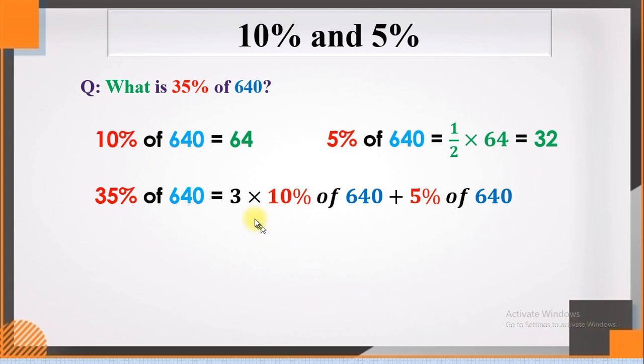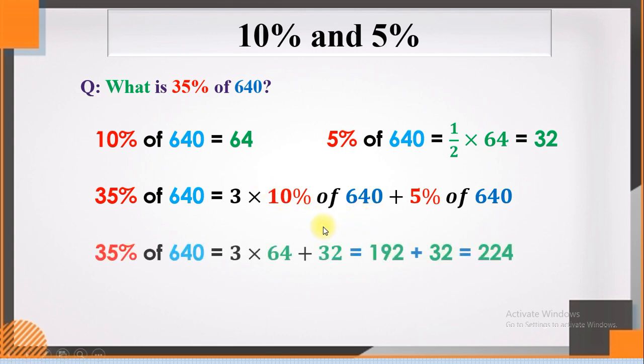Okay, so we write 35% in terms of 10% and 5%. It is 3 times 10%, which becomes 30, and adding 5% to 30% we will get 35%. So we split 35% into these two terms. Now 3 times 10%: 10% of 640 is 64, and 64 times 3, and then plus 5% of 640 which is 32. Multiplying 3 by 64 gives 192, and plus 32 we will get 224. So 224 is 35% of 640.